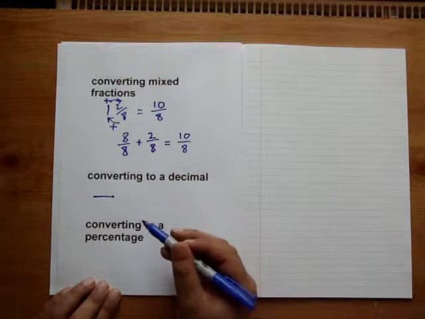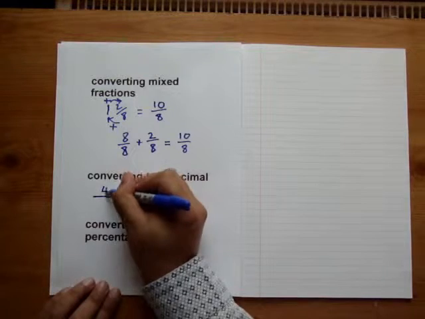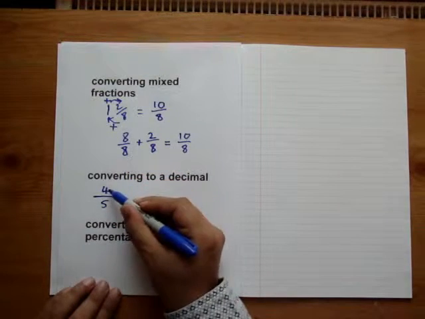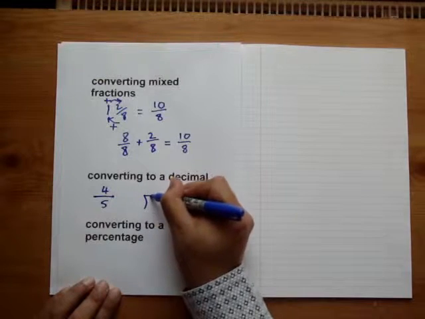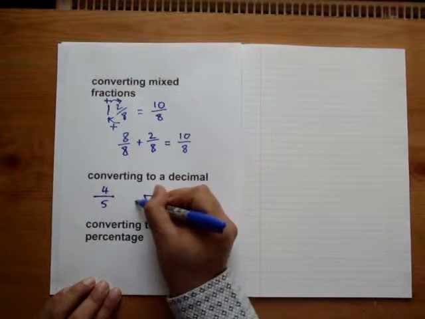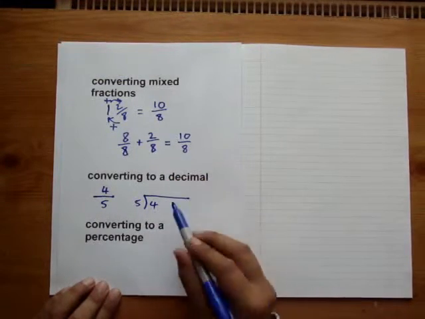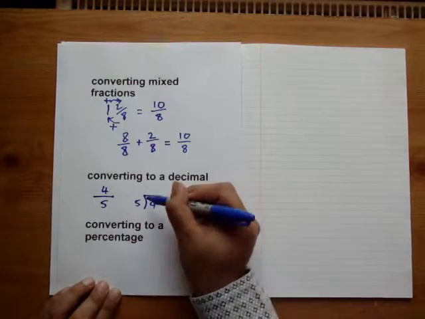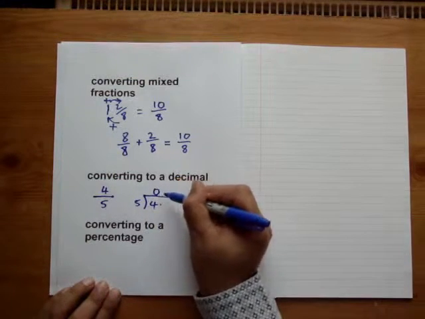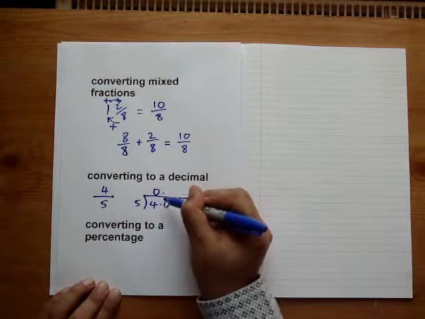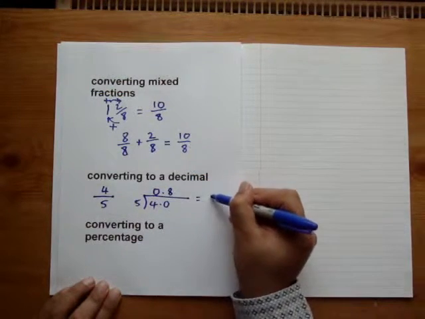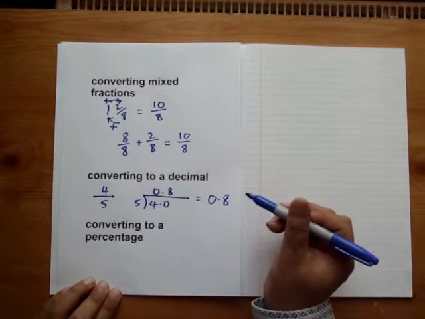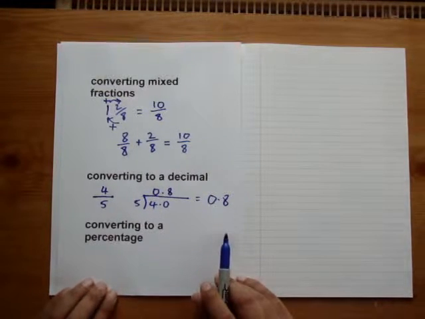When we're converting into a decimal, we think of the fraction's line between the two numbers as a division. So this 4/5 becomes 4 divided by 5, and if we do that as a division, 5 into 4 is 0, 5 into 40 goes 8. So the answer is 0.8.